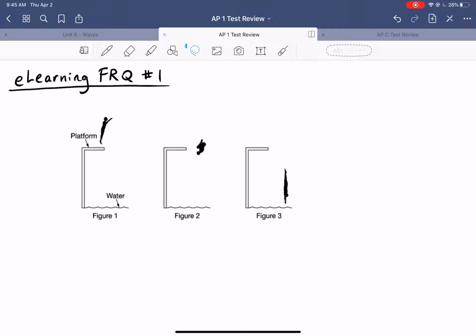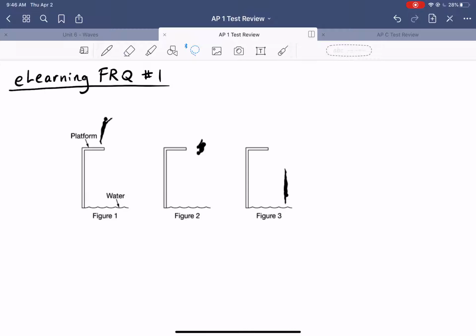So in the first problem here, you're given a set of three figures. So we're looking at a person who's on a diving board, they jump off of the platform, and then as they're descending, they tuck their arms and legs in close to their body so they can start rotating, and then they extend their arms and legs once more before entering the water. And the first question here is that they want you to explain in a paragraph length response why this person will rotate faster in figure 2 than in either figures 1 or 3.